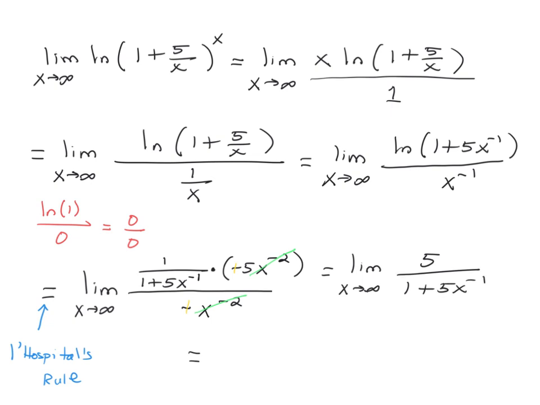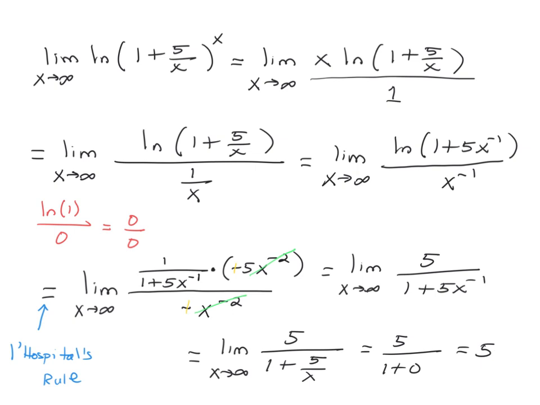And then I'm going to go ahead and take this x to the negative 1 and rewrite it as a fraction like this. So this is the limit as x goes to infinity of 5 divided by 1 plus 5 over x. Now, as x goes to infinity, this goes to 0. So this limit becomes 5 divided by 1 plus 0, and this is simply 5. What does this all mean? Well, this is equal to the natural log of the limit of the thing that we started with.